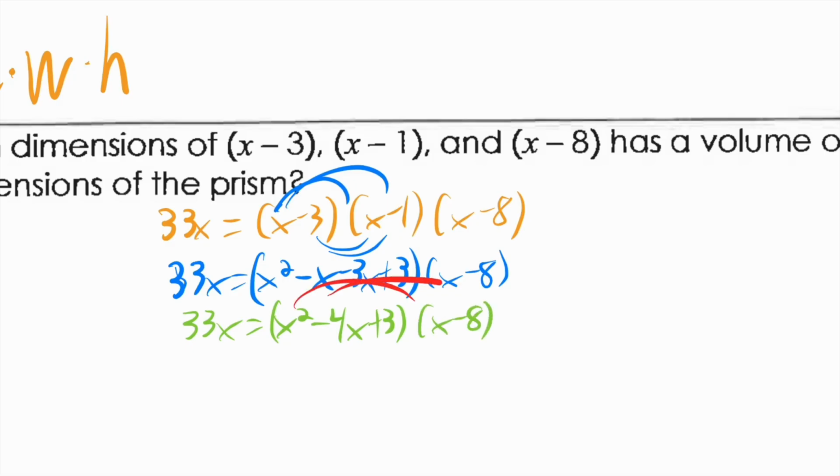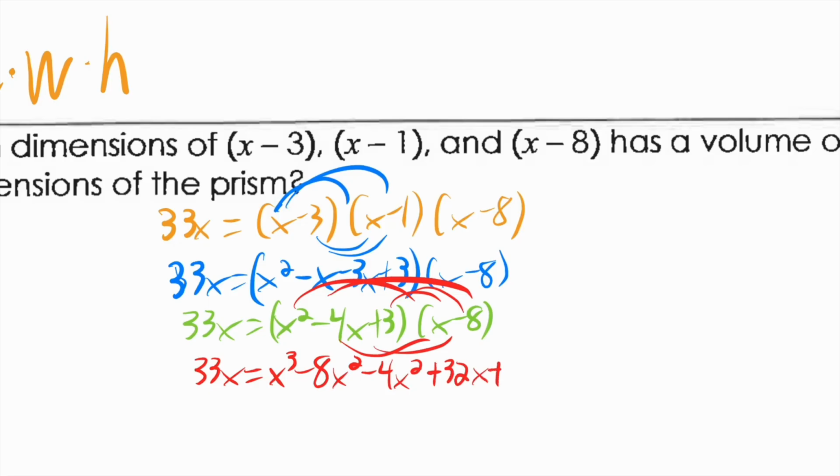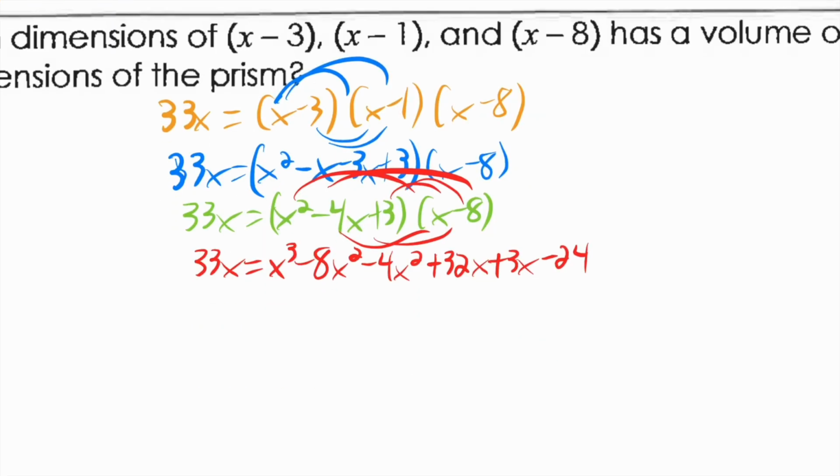And now I'll multiply here to everything, giving me x cubed minus 8x squared minus 4x squared plus 32x plus 3x minus 24. And so now as I clean this up by combining like terms, and I'll go ahead and subtract 33x at the same time, I will get 0 equals x cubed minus 12x squared plus 2x. Can't forget about this minus 33x impacting that as well, minus 24.